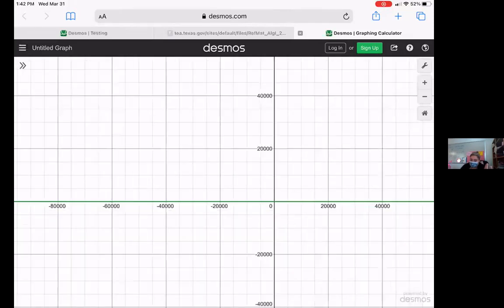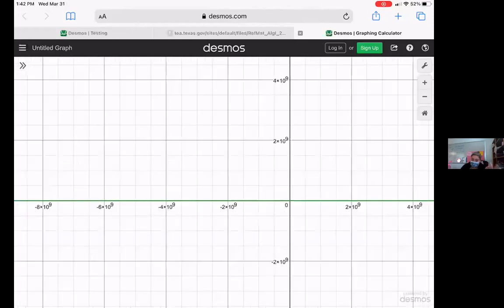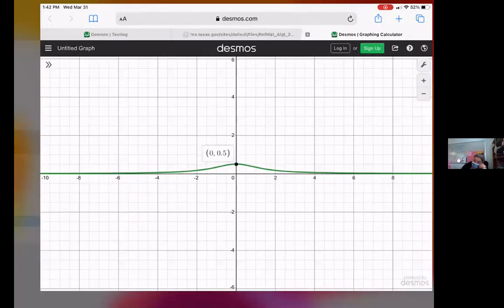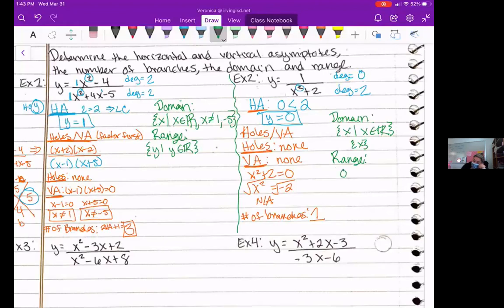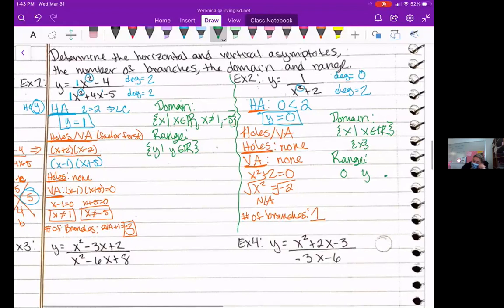Oh, I told 6th period wrong. I just realized that. Oops. We can see that we have a little maximum there, and it's not going to go above 0.5. So not even 1, it would be 0.5. So then your range is actually from 0 all the way to 0.5. It's not going to equal 0, but it can equal 0.5.